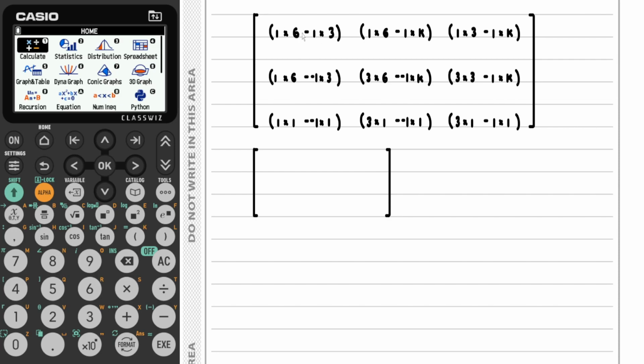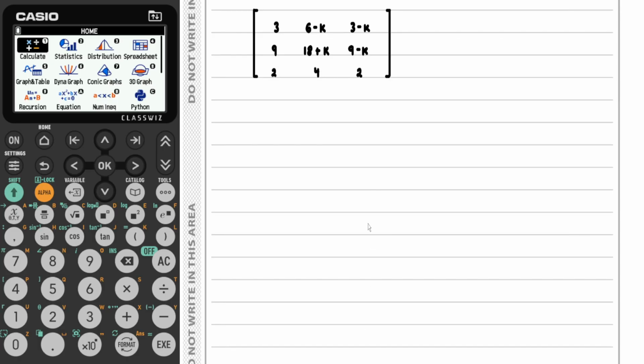So we have 3, 6 subtract k, 3 subtract k, 9, 18 plus k, 9 subtract k, 2, 4, 2.